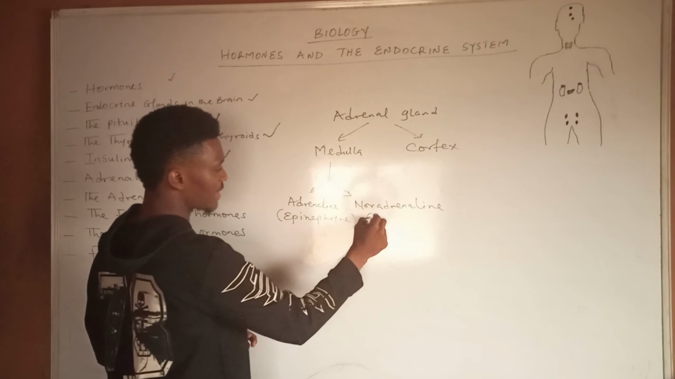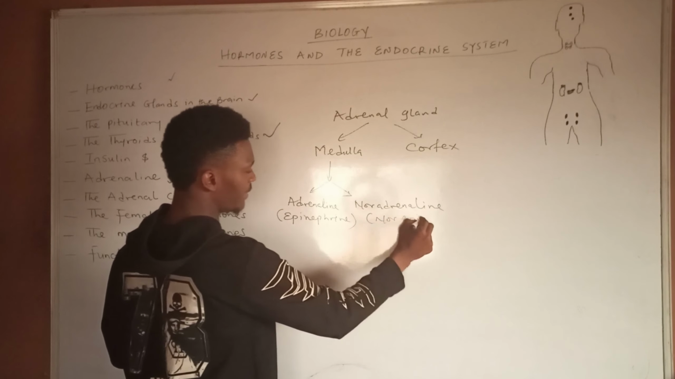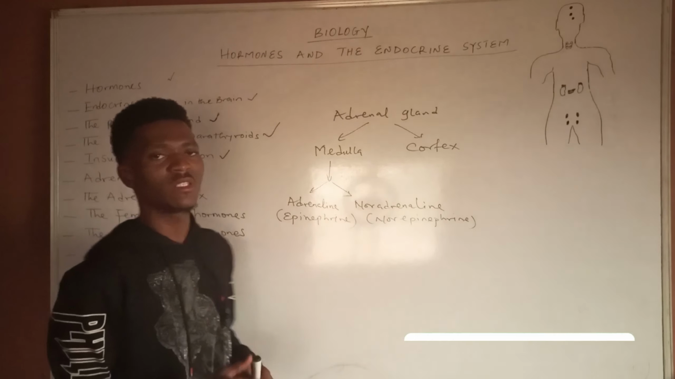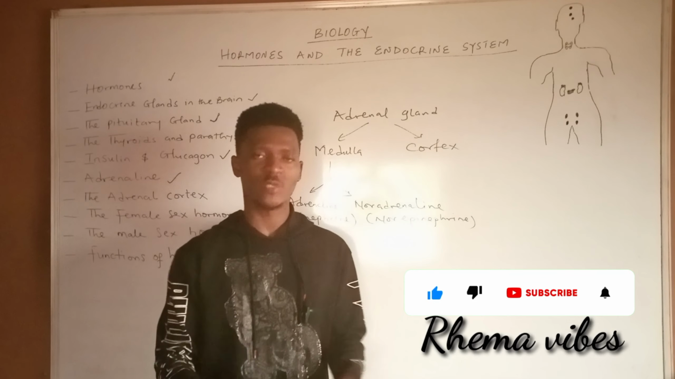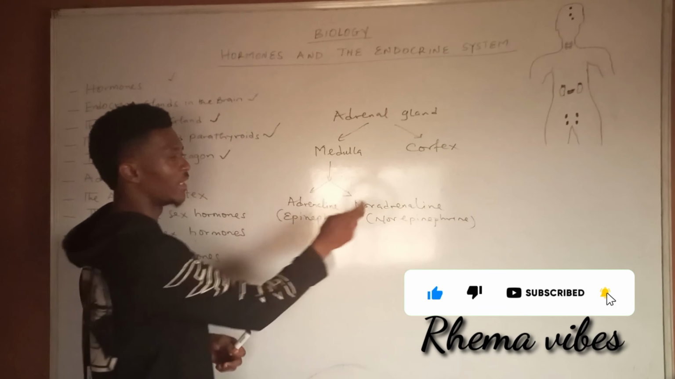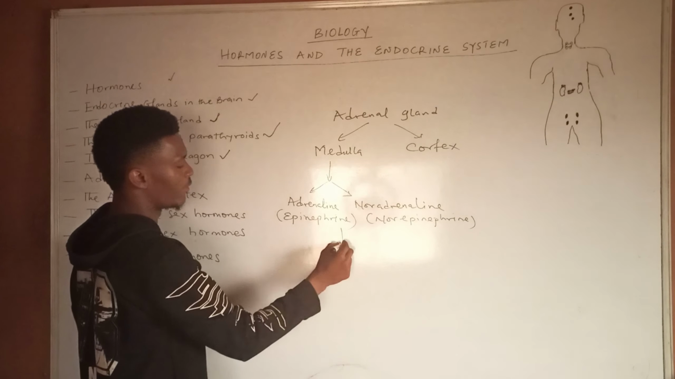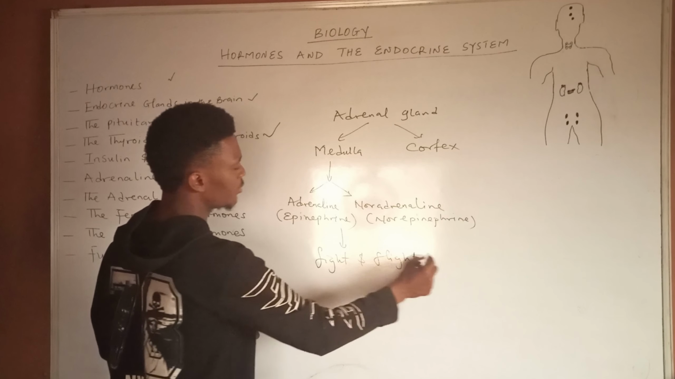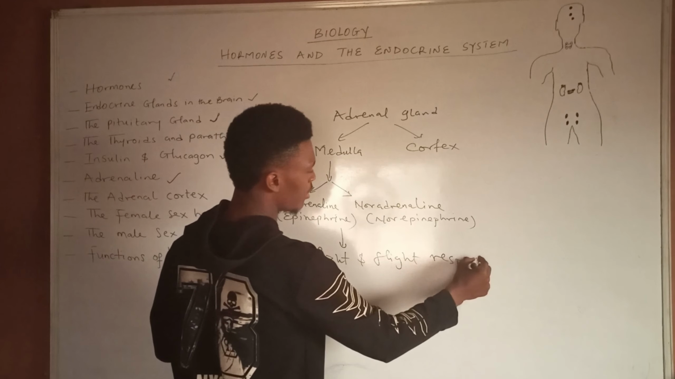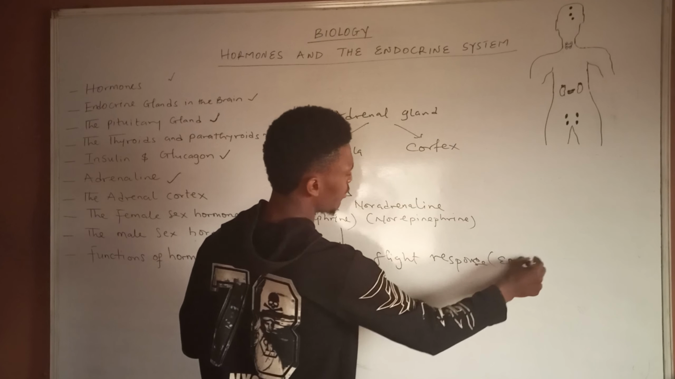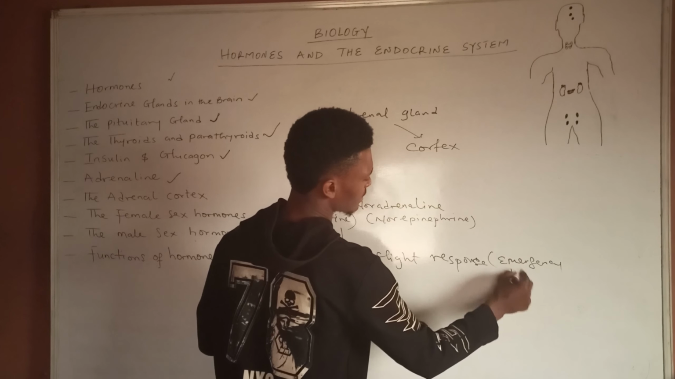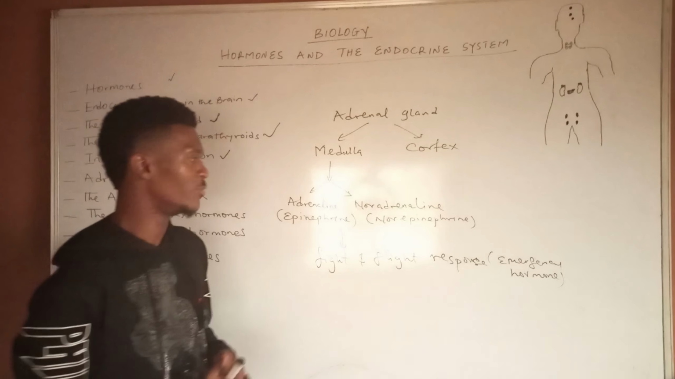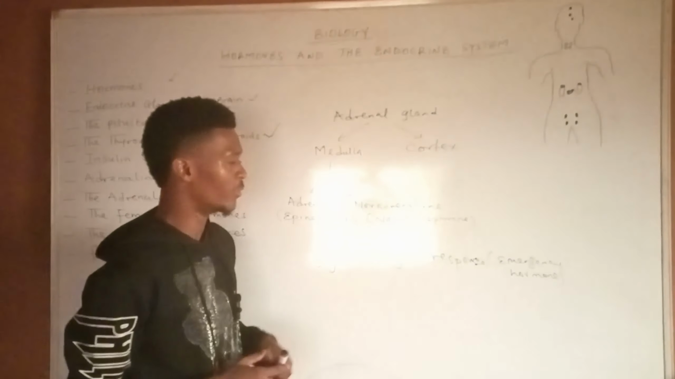Okay. Then you can also refer to this as norepinephrine. All right. And when you are asked what hormones are actively involved in the fight and flight response, it is adrenaline and noradrenaline. So they are involved in the fight and flight response. No wonder they are also called emergency hormones. So in case you are asked what hormone is referred to as emergency hormone, you can go with adrenaline hormone as the emergency hormone. Okay.